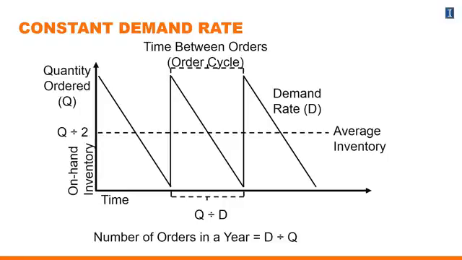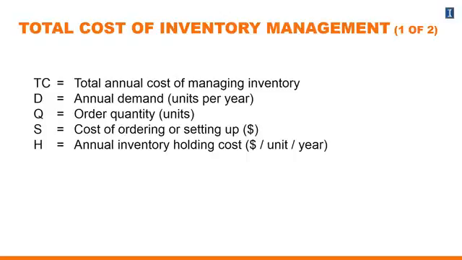So this picture is reflecting the assumption of there being instantaneous replenishment and a constant demand rate, and we're keeping these assumptions in mind going forward. Before we get to the economic order quantity, let's take the perspective of ordering costs and holding costs as being the only two costs that we have, and calculate the total annual cost of managing the inventory. So we're keeping the cost of the item aside. We're not taking that into account. We're simply looking at the total cost of managing the inventory.